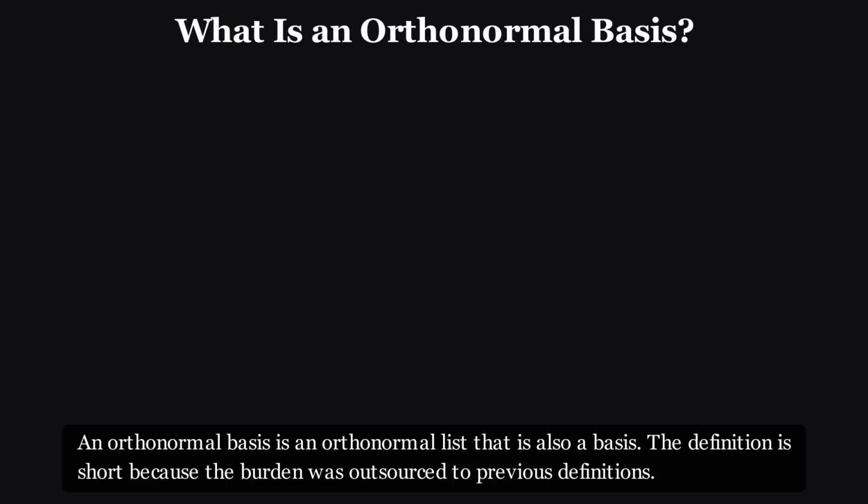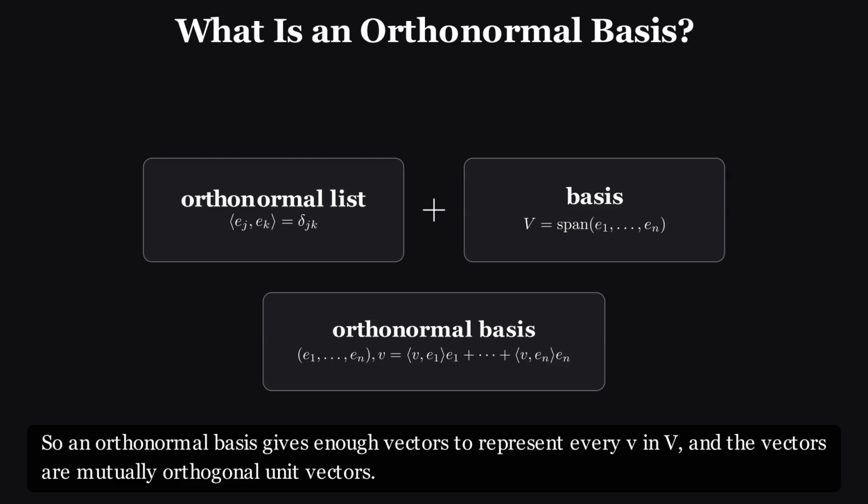An orthonormal basis is an orthonormal list that is also a basis. The definition is short because the burden was outsourced to previous definitions. So an orthonormal basis gives enough vectors to represent every v in V. And the vectors are mutually orthogonal unit vectors.